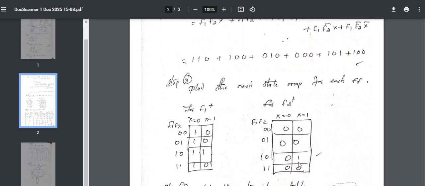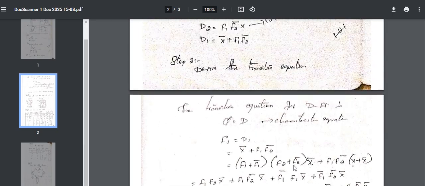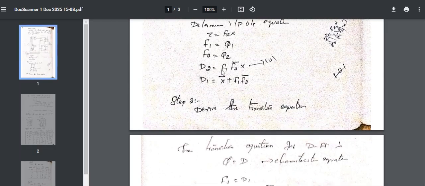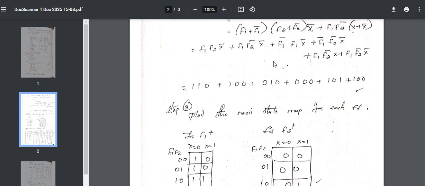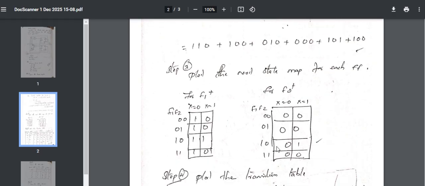F2, you see this table here, only one place it is marked as 1. Remaining all the places it is marked as 0. It is because we are directly taking this from this equation, d2 equal to F1 F2 bar x. It is not simplified. Why it is not simplified? Because it has all the three terms in it. Nothing but 101. Only 101 is present. Remaining all the terms are absent. So in this table also only 101 is marked 1, and the remaining all the terms are marked 0.